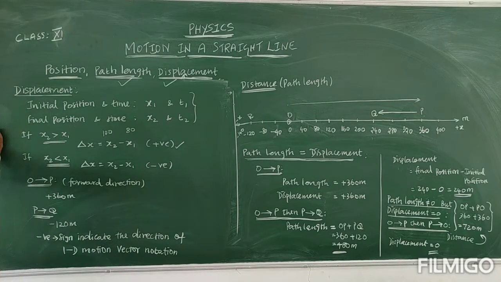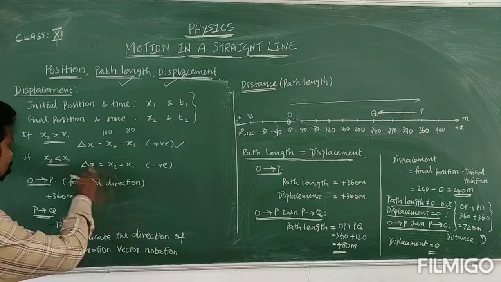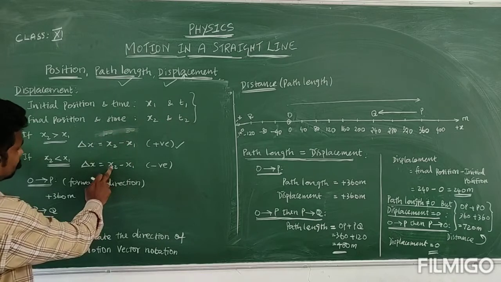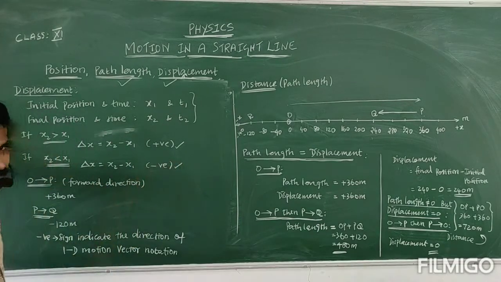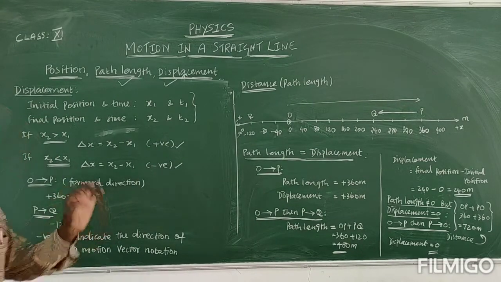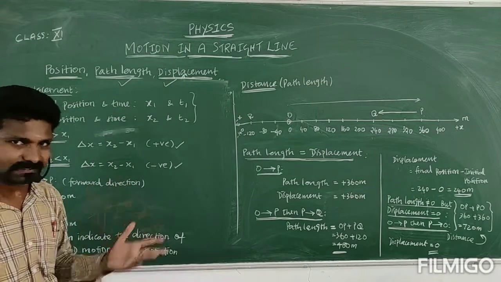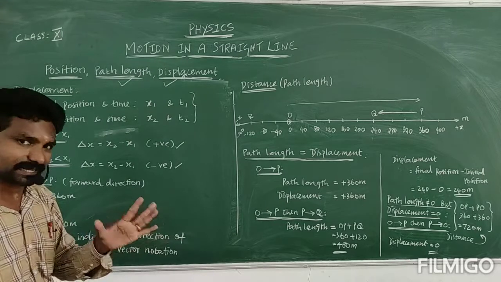Suppose it is not like that, and x2 is less than x1. If it is a lesser value, then it is the lesser value minus the higher value, so the answer is automatically negative. So displacement can definitely have a negative term. Distance is not negative, but displacement may be negative.